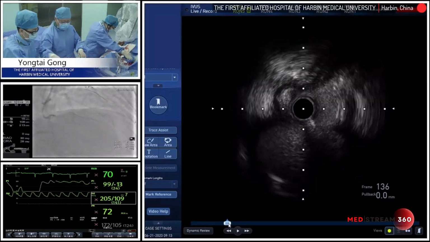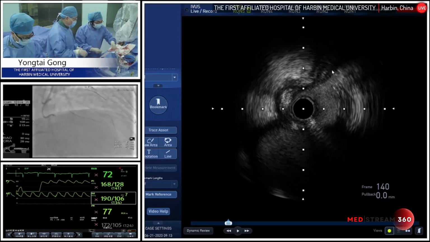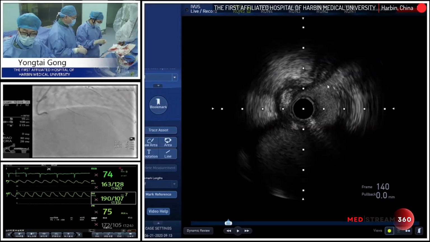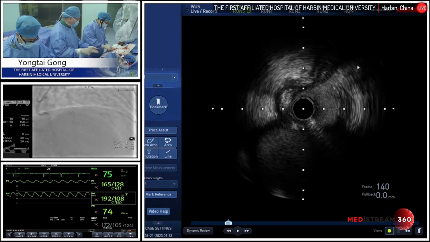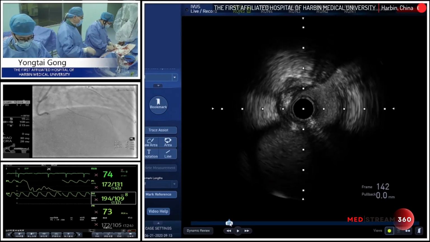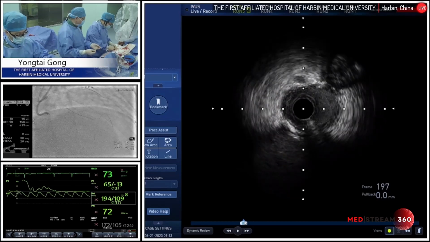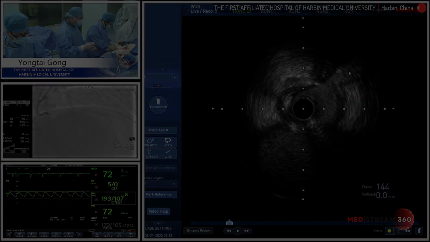We can see it seems to be a very small entry point from the antegrade. However, I want to emphasize that this entry point is on the side part. It's not in the center part of the vessel. It's of a relatively high risk from antegrade of going into the subintimal space because we can see that this entry point is very close to the intima.